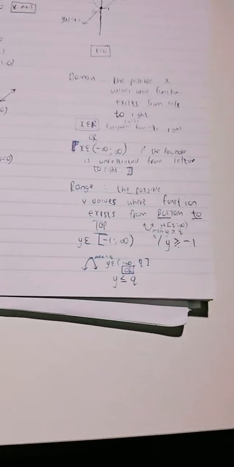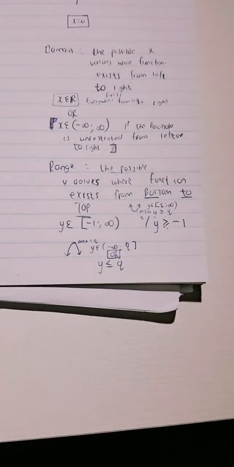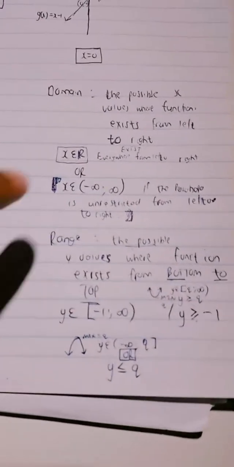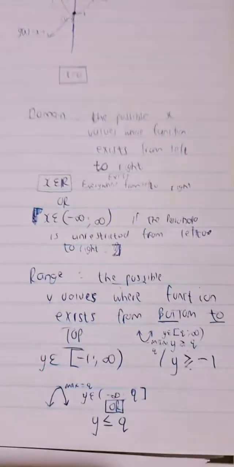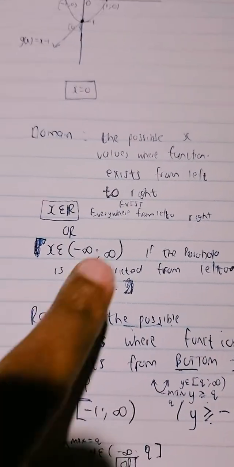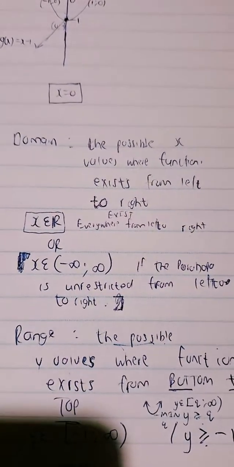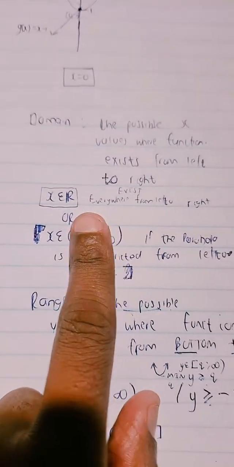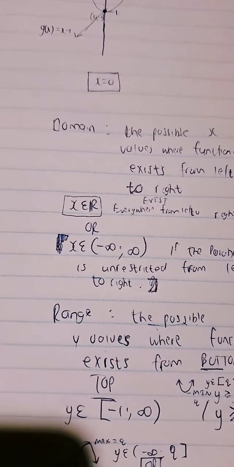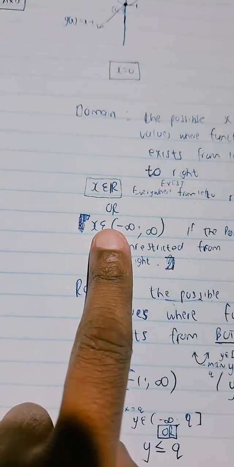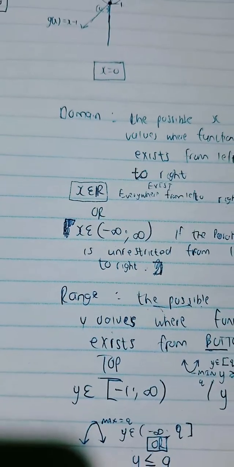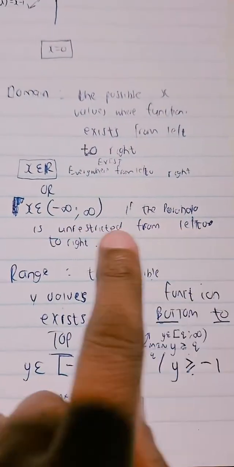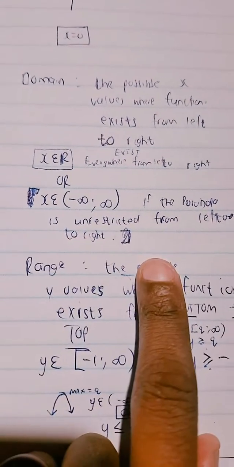So please, guys, this is the explanation and understanding we should have of domain: the possible x values where the function exists from left to right is what we call the domain. If the parabola is unrestricted, we say that x is an element of real numbers, or we can say x is an element of (-infinity, infinity), if the parabola is unrestricted from left to right.